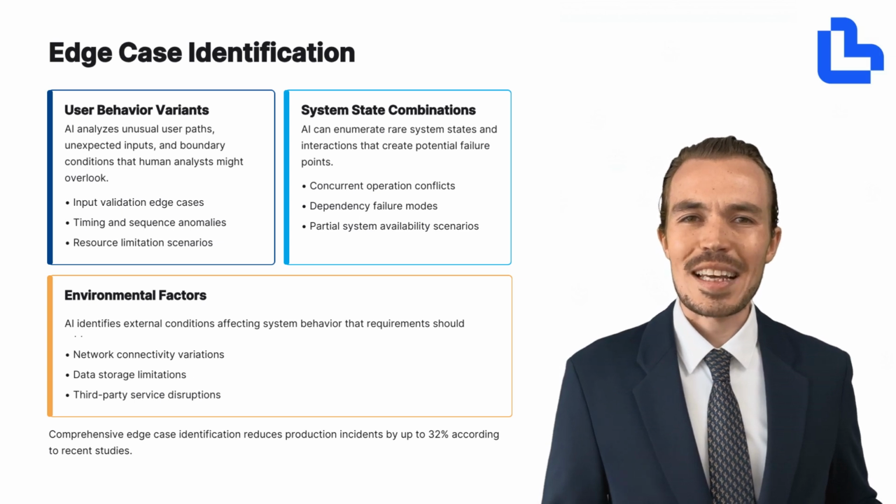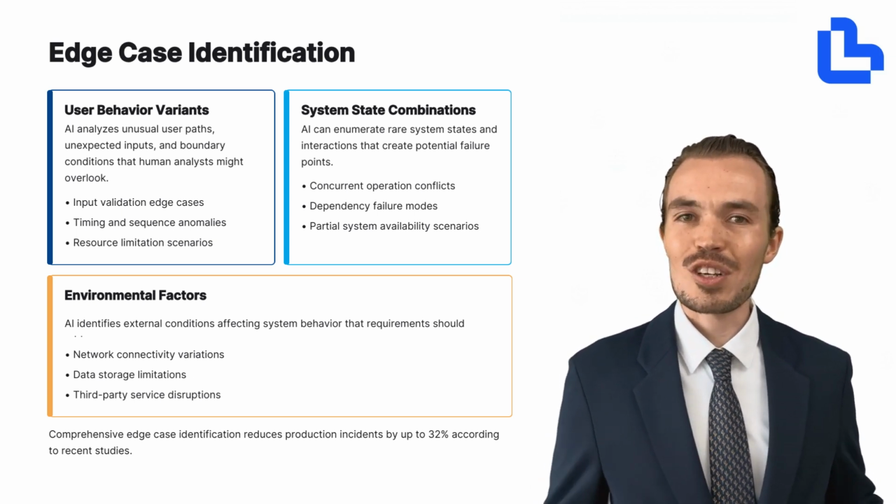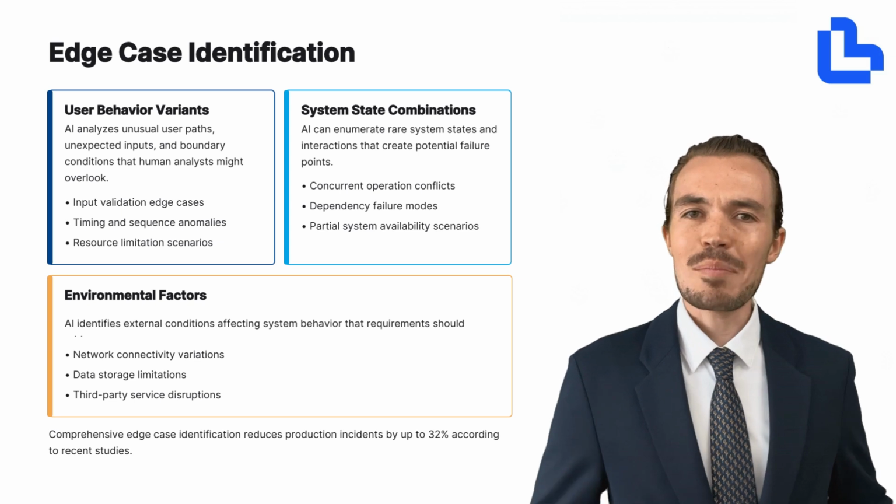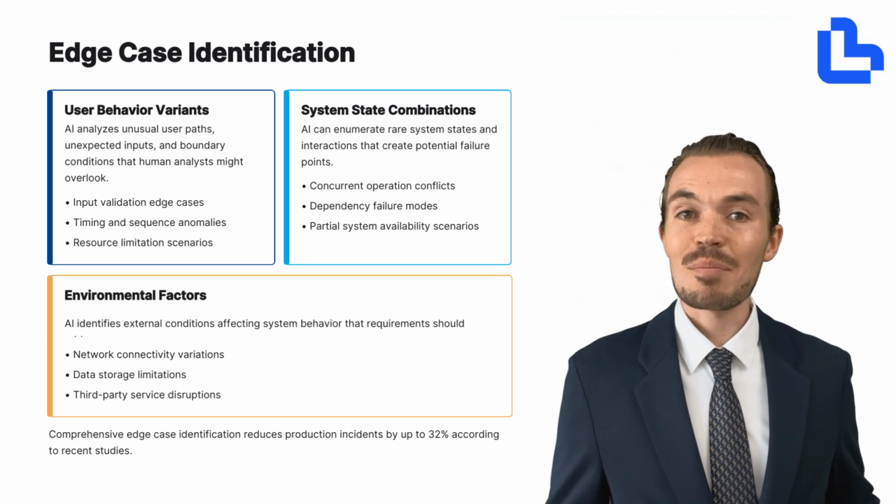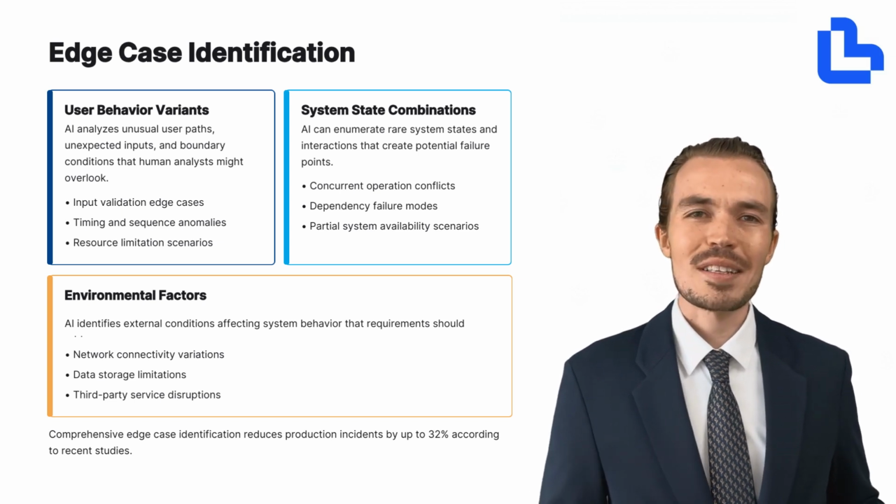Then there are system state combinations. AI can model rare interactions between different parts of the system, such as concurrent operations that might conflict or what happens when a dependency fails. It can even simulate partial system availability, like when one microservice is down but others are still running.